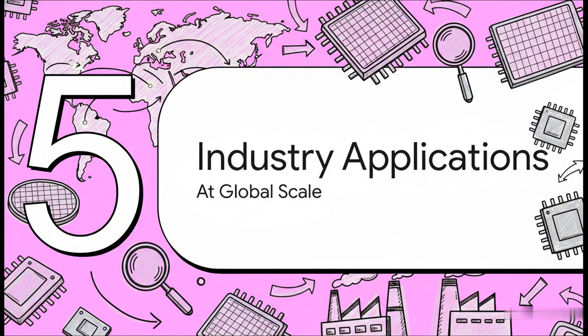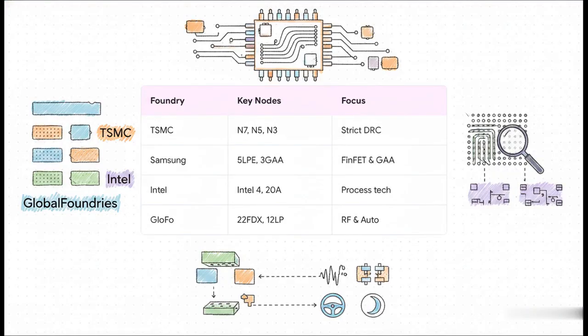Section 5. Industry Applications and Scale. To wrap up this explainer, let's zoom out a bit to see how the biggest foundries on Earth apply these rules. While Lambda rules are fantastic for learning, the real world runs on incredibly complex, proprietary Micron-based rule decks. Take TSMC. They absolutely dominate with industry-leading PDKs for their advanced N3 nodes, utilizing incredibly strict DRC decks containing literally hundreds of highly specific rules.